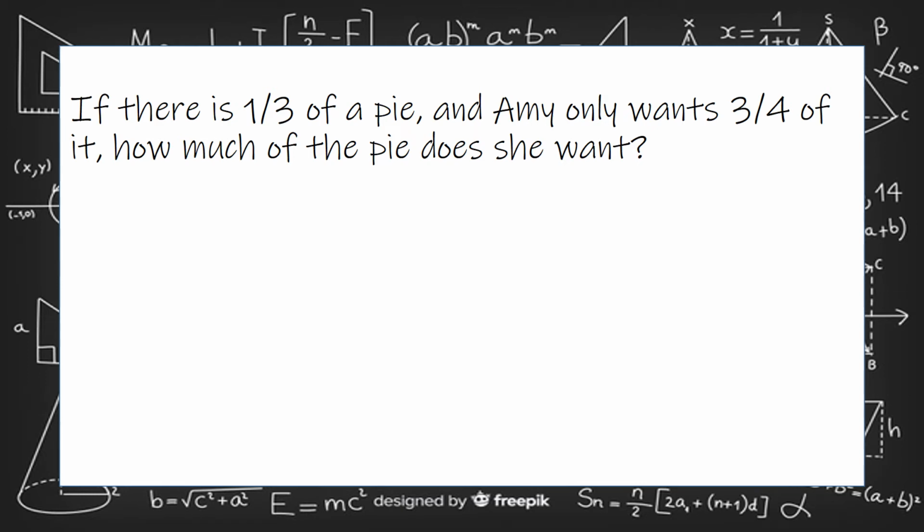If there is a third of the pie and Amy only wants 3/4 of it, how much of a pie does she want? So we're going to say 1/3 times 3/4. All we have to do is multiply across the top. 1 times 3 is 3. 3 times 4 is 12. And we can simplify by dividing both the top and the bottom by 3. And she wants 1/4 of the pie.